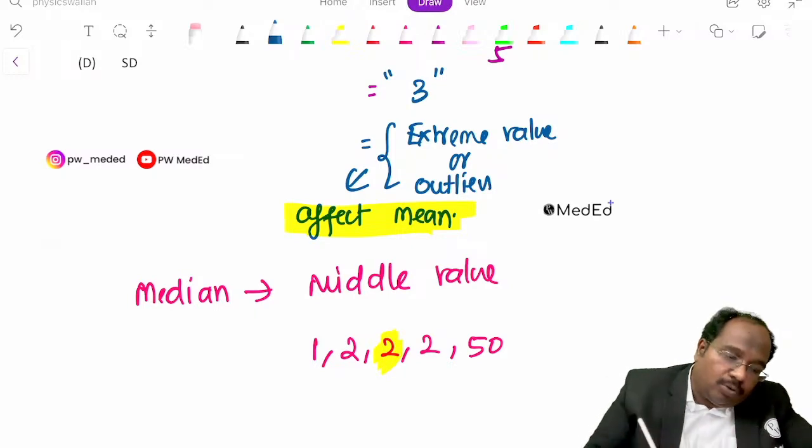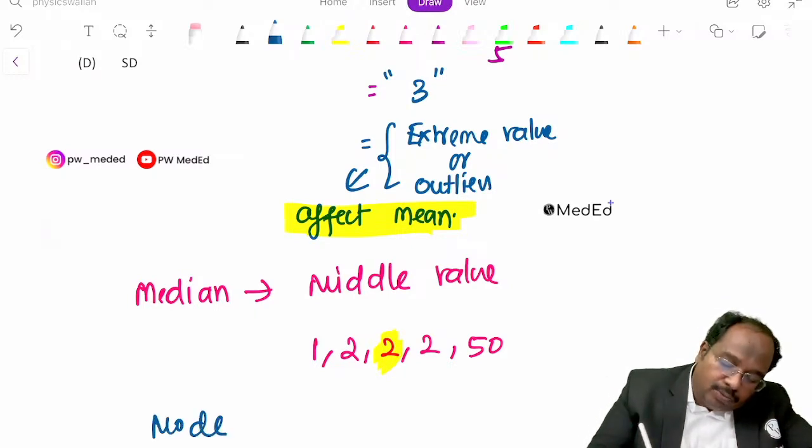The next one is the mode. Mode is the most repeated value in the data.